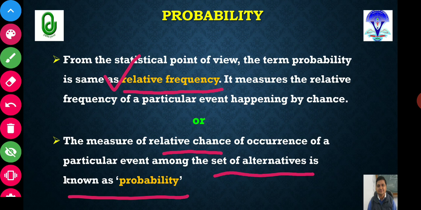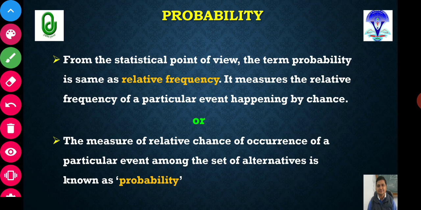Just a simple example: suppose you toss a coin. There are two alternatives. What are those two alternatives? Head or tail. Probability measures the relative chance of occurrence of a particular event. Suppose you want to know the probability of head happening. Head will be that particular event for which we want to know the relative chance. So the chance of occurrence of a particular event among the set of alternatives is known as probability.